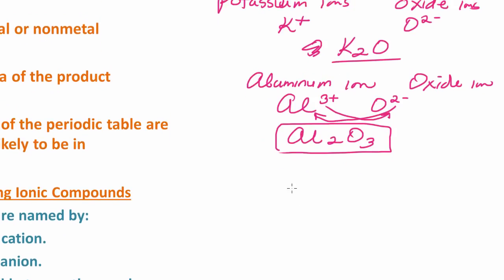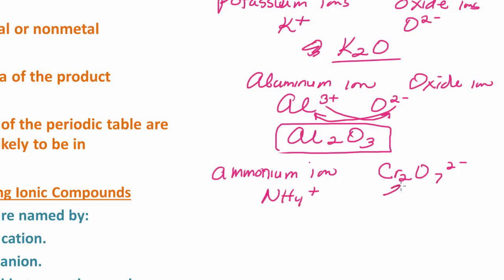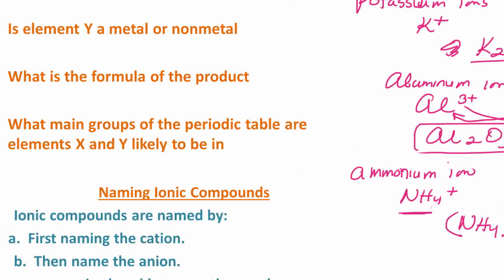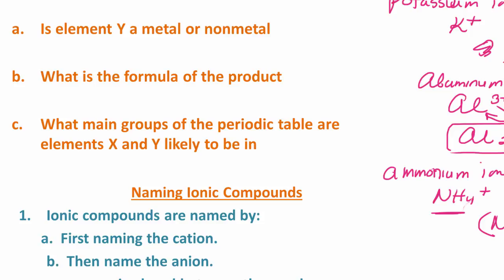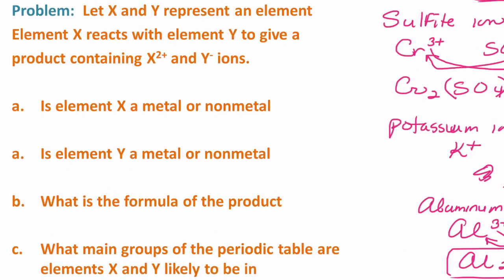Here's another one that I'd like to write. How about ammonium ion with dichromate ion? So ammonium ion has this formula, and this is the dichromate ion. So this has a -2 charge, right? And this has a +1. So I'm going to need 2 of these. So we have the ammonium and I'll put a 2 here, and then, so practice writing these formulas. And let's go to this problem here.